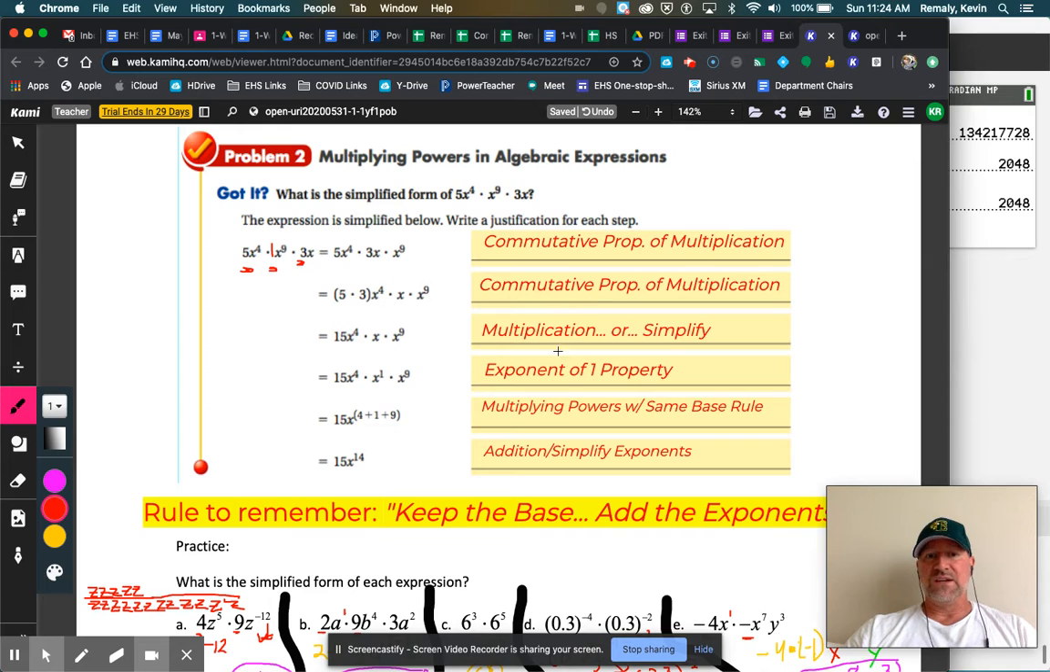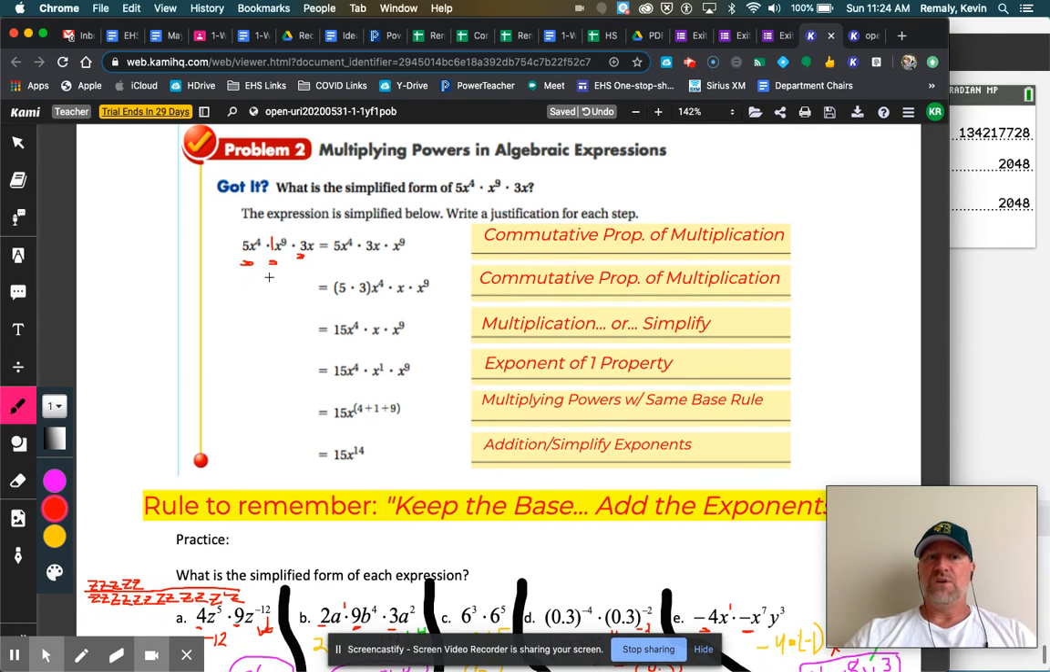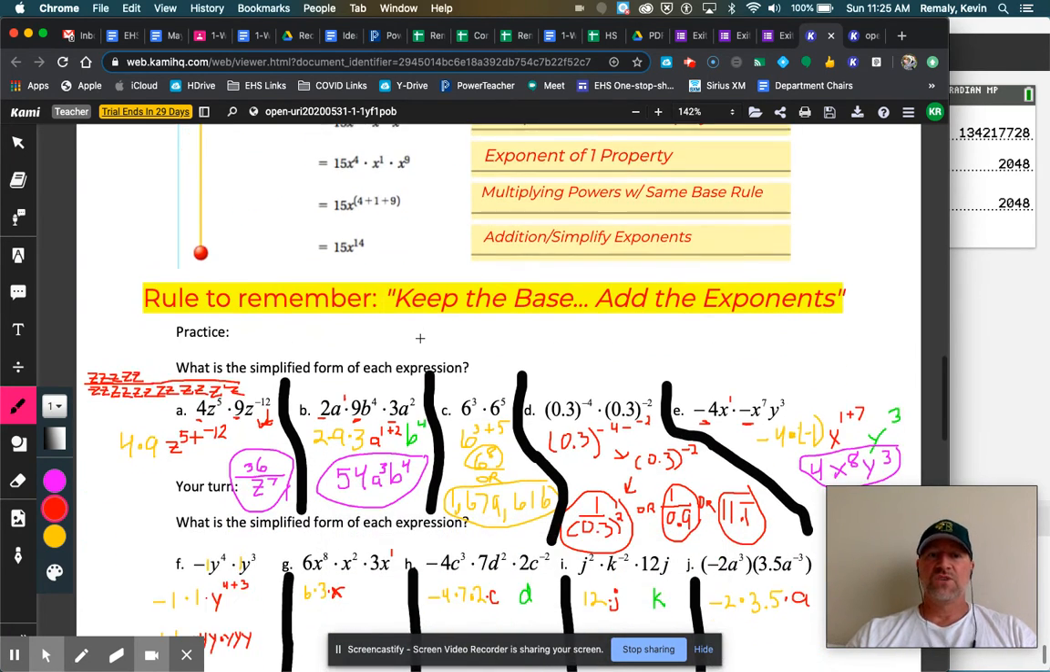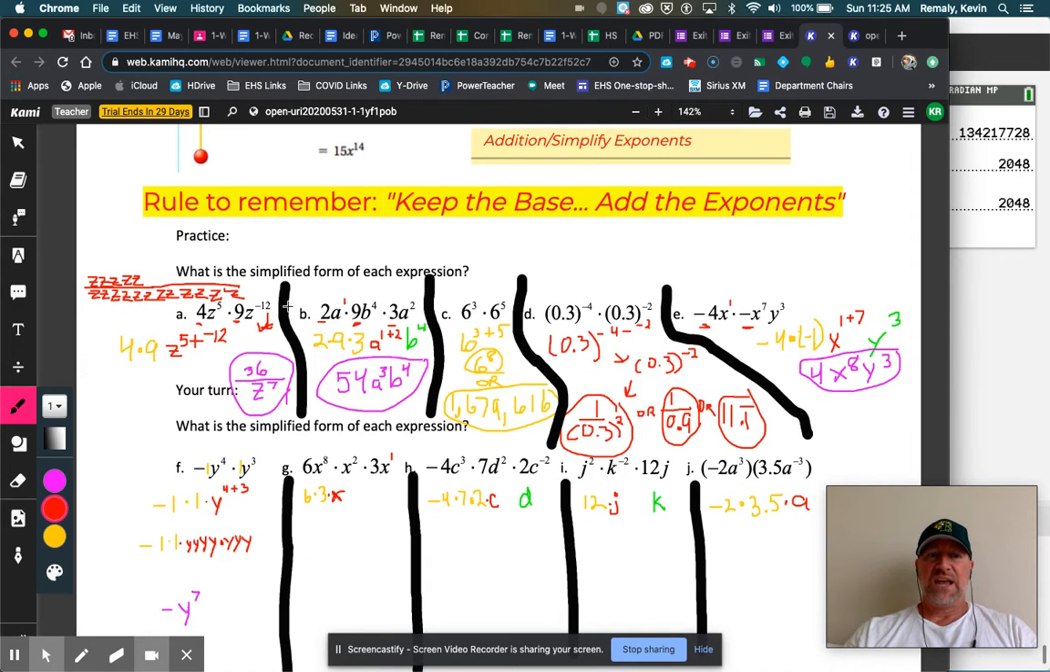These are the rules that govern what we're able to do. So I'll let you pause this and you can just read through these. I'm not going to go over this one specifically, but the important part is that we can group the coefficients together, and then group the like exponents and the like bases together when we're trying to compute this. So our rule again is keep the base, add the exponents.